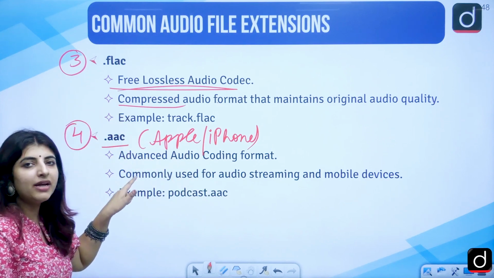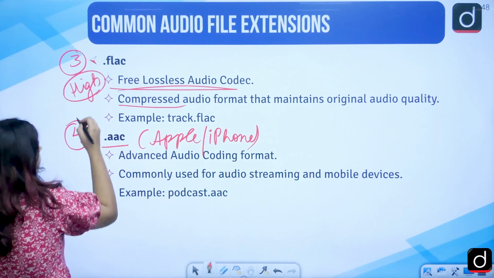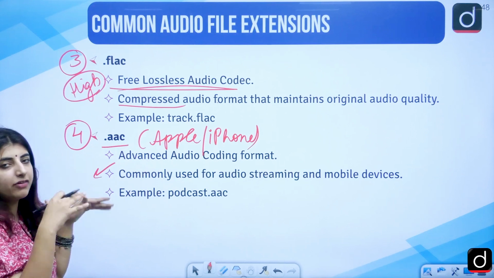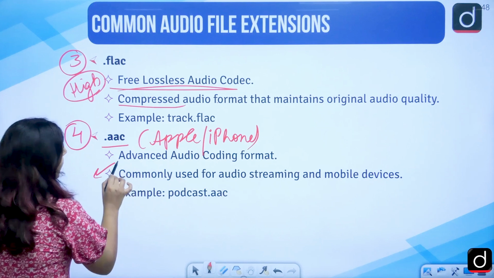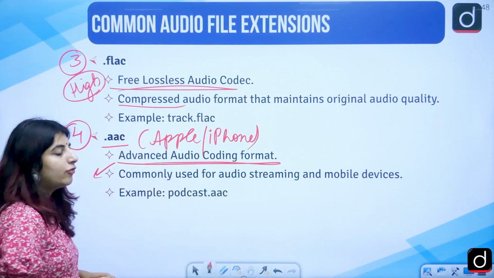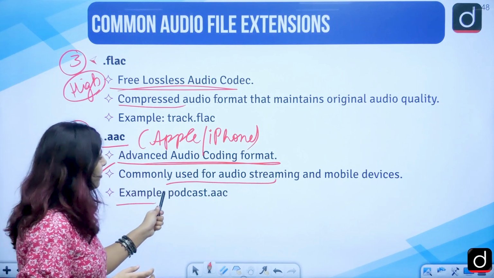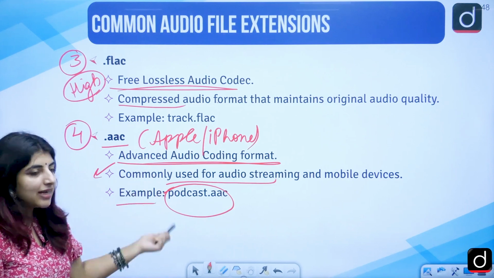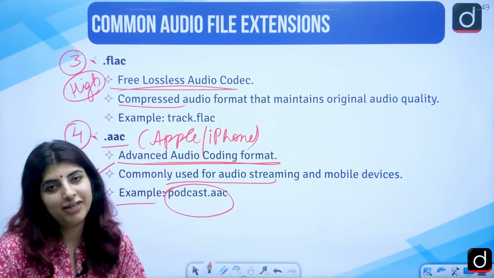Here, the FLAC one is of good, high quality. AAC is not that high quality. I must say, if I compare it with FLAC, the quality is good, but compared with FLAC, it is not that good. AAC stands for Advanced Audio Coding format, used for audio streaming and mobile devices. An example is podcast.AAC. So these are two new ones which I have introduced so that we do not miss out on anything.